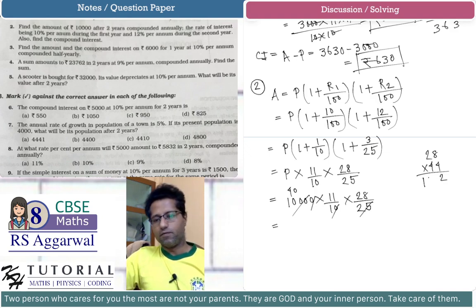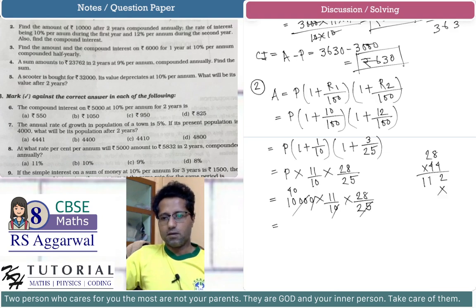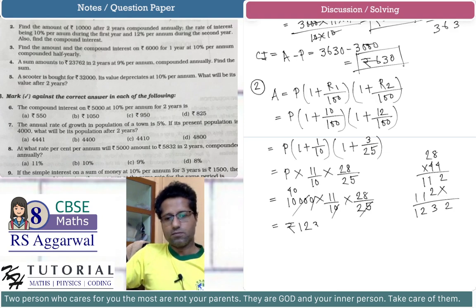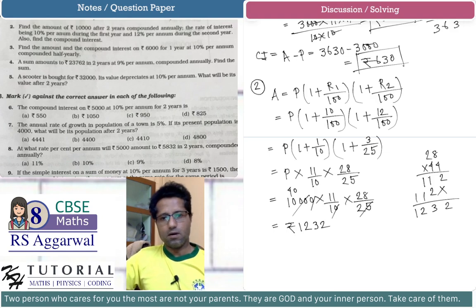32 11. So 2 3 2 1. So the amount is 1 2 3 2. How come? Oh, there will be a 0 because it was 40. Okay. So the amount is 12,320.